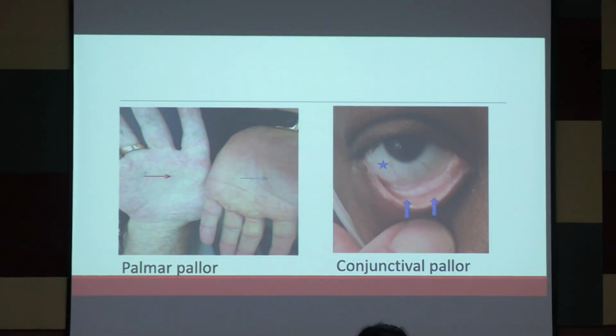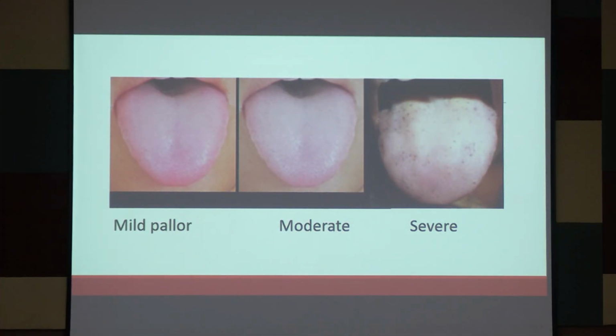Now this is a picture of palmar pallor. This is an adult picture actually. You can see this is a pale palm and this is a normal palm. Just see, you can't even see the palmar creases here. The skin as well as the palmar creases have just merged, but here you can see the palmar creases so prominently. This is the lower palpebral conjunctiva, pale. Then this is the tongue. In mild, moderate, severe pallor the tongue is almost totally white. See.